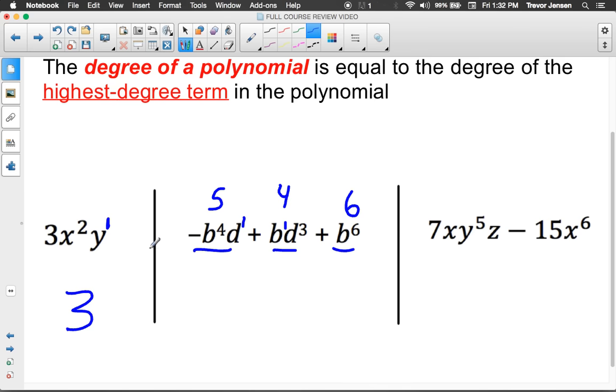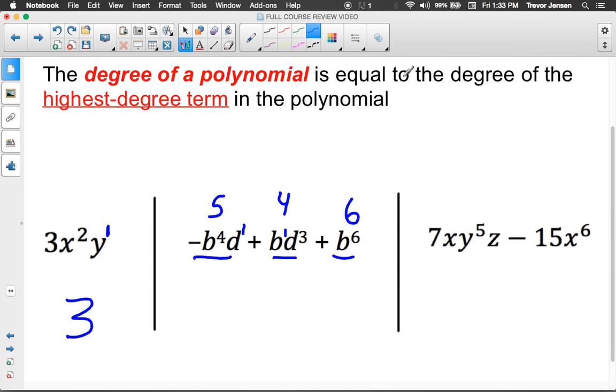So if we want to figure out the degree of the entire polynomial, all we have to do is figure out the degree of the highest degree term in this polynomial. We don't add all of these degrees together. We just pick the term that has the highest degree. So in this case, it would be the third term. It's degree 6. So what we say is the entire polynomial is degree 6. The degree of the polynomial is equal to the degree of the highest degree term in the polynomial.